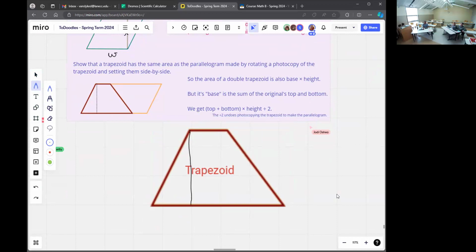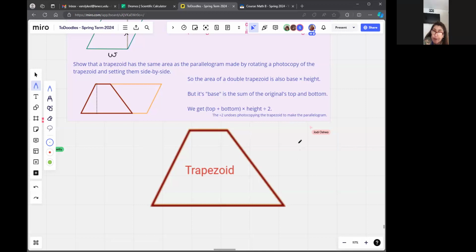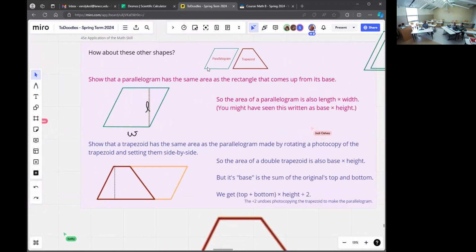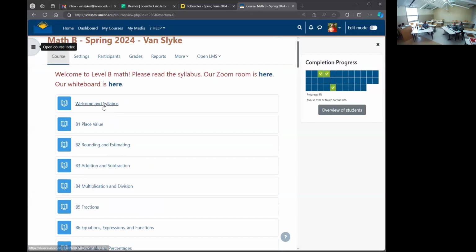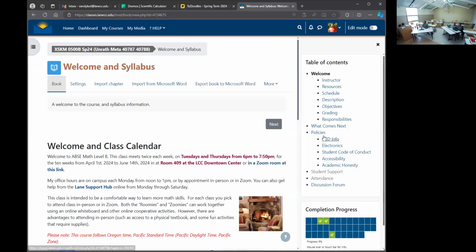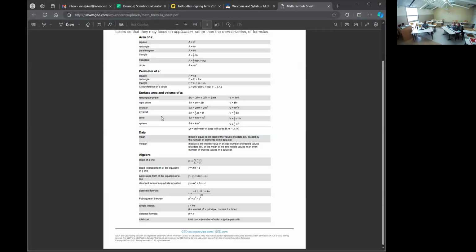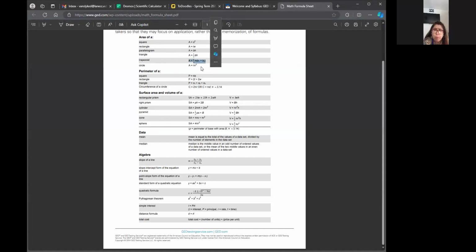Usually one of these goes straight up and down, and so you can cut this apart into things you already know. But sorry, one of the questions on the test might ask you about trapezoid area. They're going to give you the formula sheet on the test, and the area of a trapezoid is here. They could ask you about that, but now I'm going to teach you what this means.